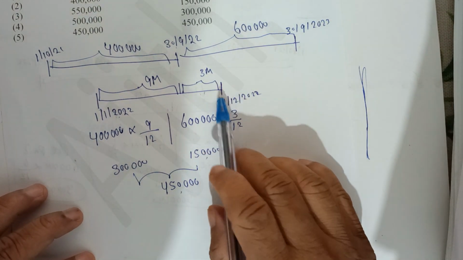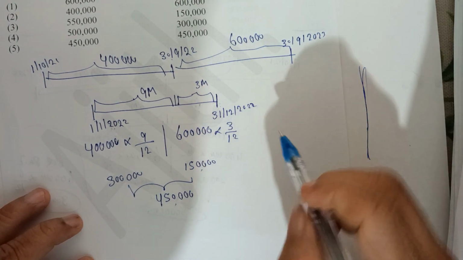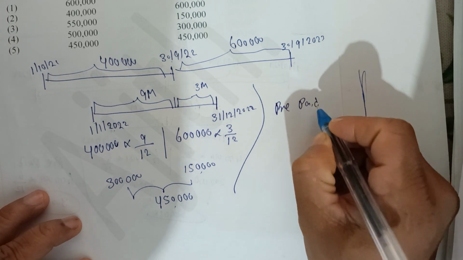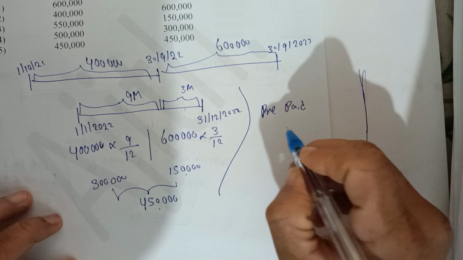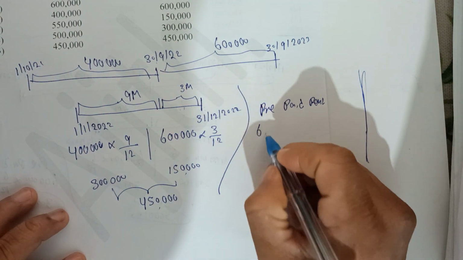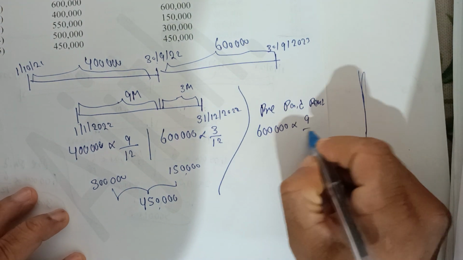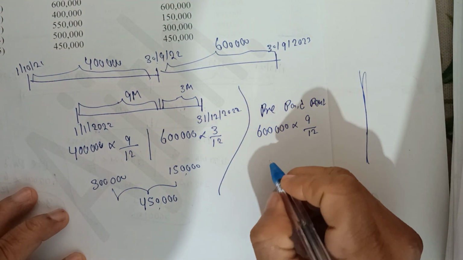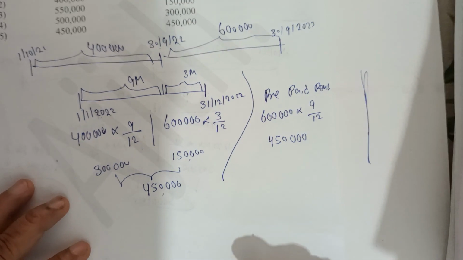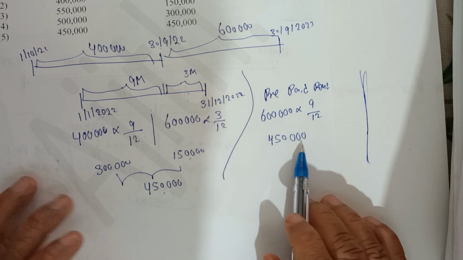But think: from the second agreement only 3 months are relevant for this financial year, not the other 9 months. Therefore, that is prepaid rent. They ask for prepaid rent. The 9 months that are not relevant are prepaid, and 9 months will be equal to 450,000. Therefore, the expense should be considered 450,000 and prepaid also equal 450,000.